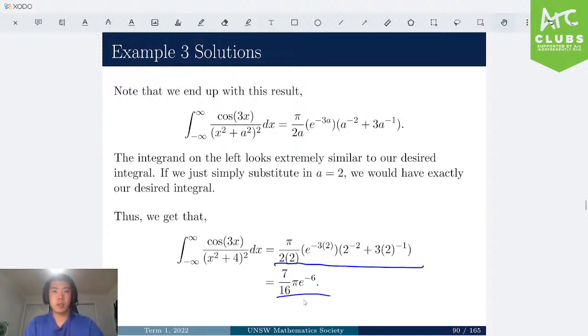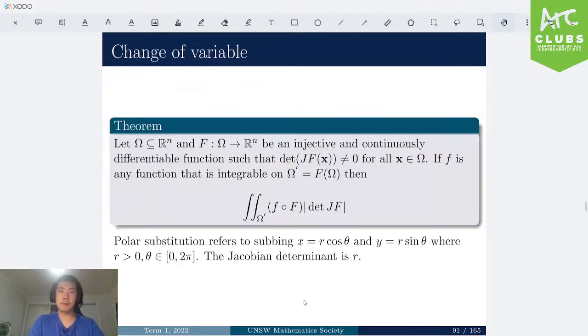Alright? That's pretty much the most common type of questions for Leibniz's rule and differentiation under the integral sign. There will be these direct application questions, and there will also be these questions where you have to kind of invent your own variable. Okay, let's move on. Another technique of integration is called the change of variable.